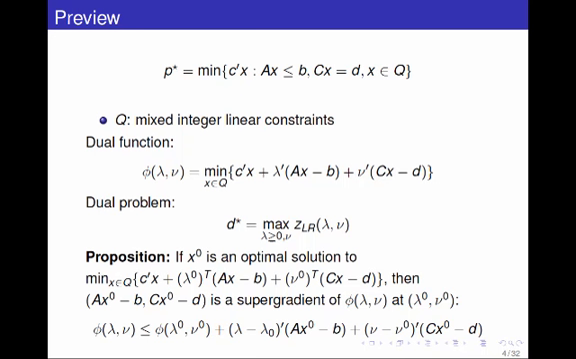If I take any x that's feasible for the original problem, this phi will have a value that's less than or equal to C transpose x. Why? Because if x is feasible for the original problem, this vector is 0. This vector is less than or equal to 0, multiplied by a non-negative vector. So this part here is pushing this whole objective function down.